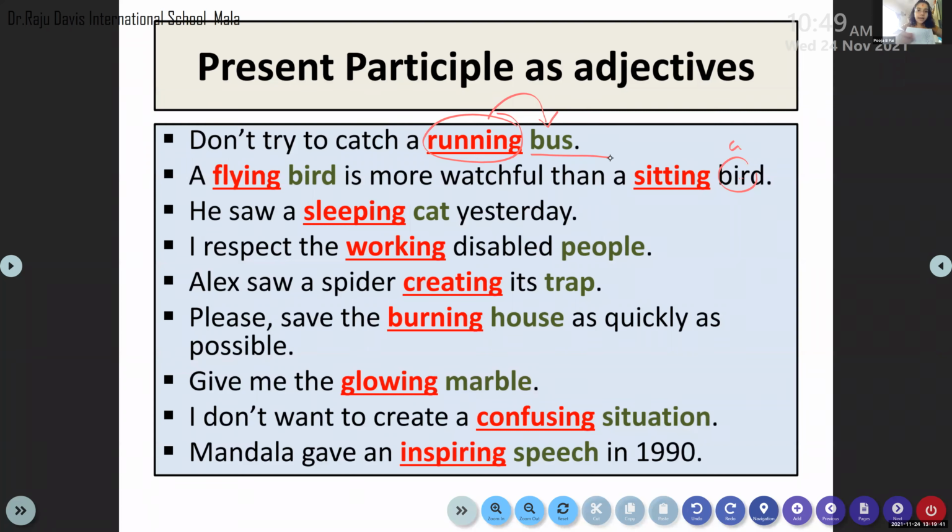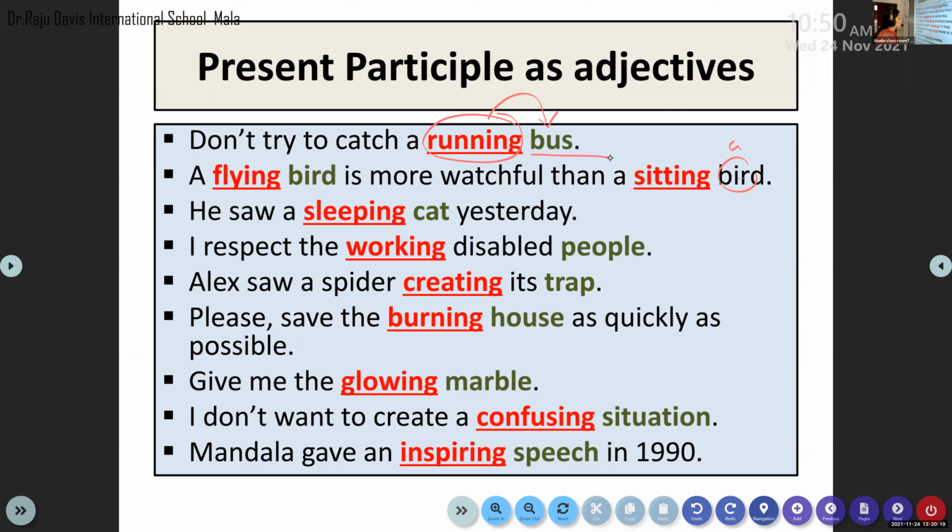Yes, ma'am. I don't want to create a confusing situation. The situation is quite confusing. It is not clear. Confusing situation. So situation is a noun and confusing is an adjective which describes the situation. The situation is not okay. The situation is totally confusing. Inspiring speech. You know, speech is a noun. You know the Malayalam word prasangam, right? Prasangam is a Malayalam word that is a noun. And we can use inspiring speech.